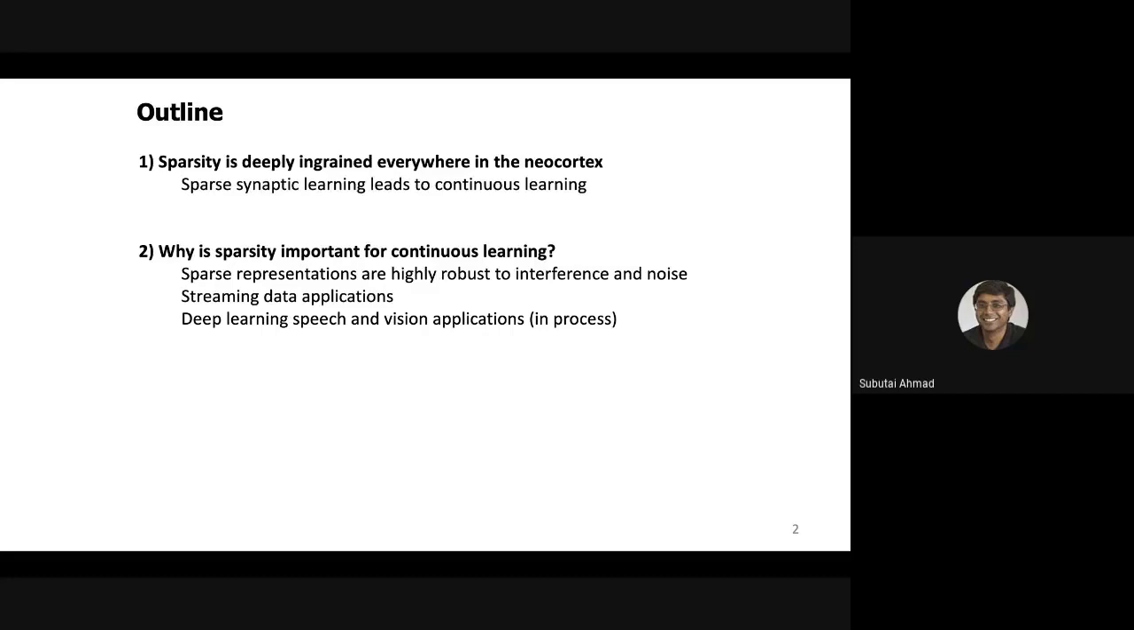In the second part of the talk, I'll talk about why or how sparsity can be important for continuous learning. What can we learn in terms of learning rules, and how can we implement them in actual systems? And I'll talk about some results that show that sparse representations are very robust to interference and noise. I'll talk about some streaming data applications that we've done. And then we've just started looking at continuous learning in the context of deep learning for some speech and vision applications. So I'll give the current status of that, although this is still very early in the cycle.